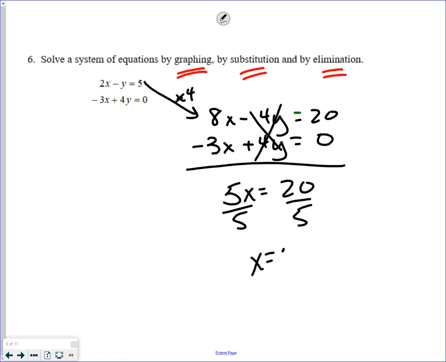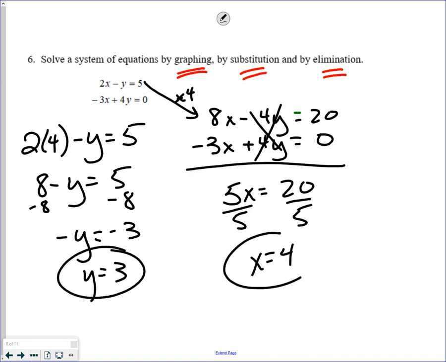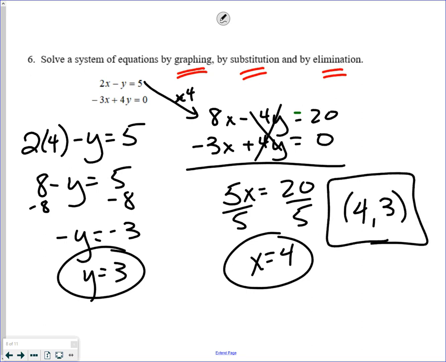So x would equal 4. Now, go back up into any equation, and in place of x, write 4. 8 minus y equals 5. Subtract 8. y would equal 3. Now, my students, especially, I want this written as a point. All answers need to be written as a point. It's always x, then y, so the point 4, 3.